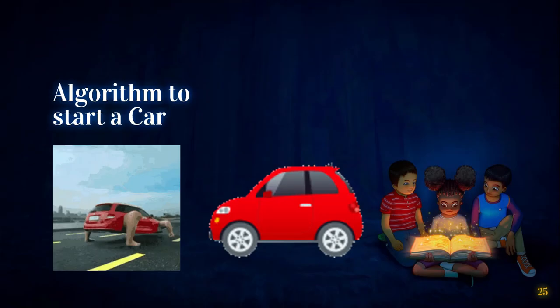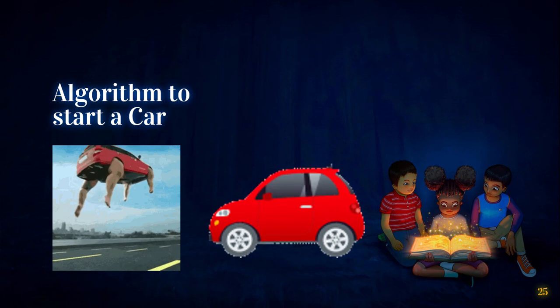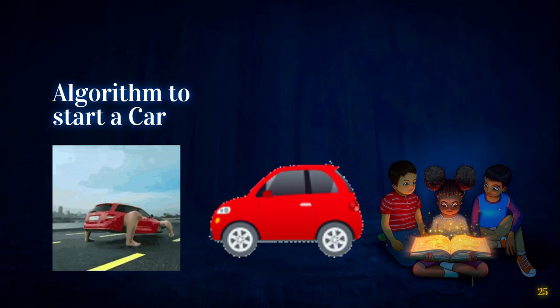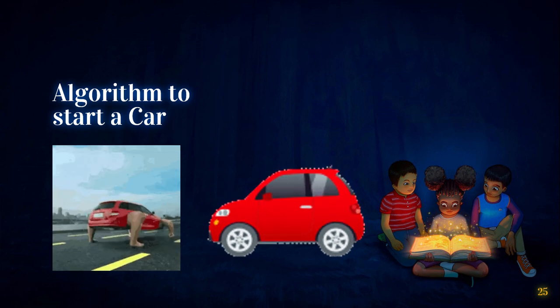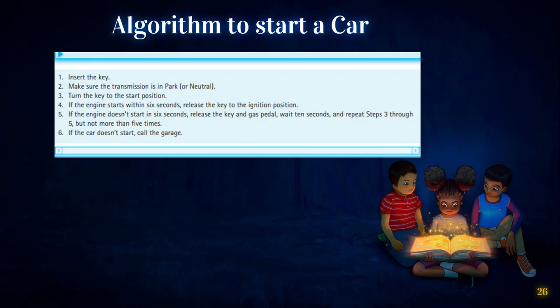And you can write an algorithm for starting a car. It makes more sense, right? Here you can see: insert the key, make sure that the transmission is in park, either park or neutral, and turn the key to the start position. And let's say if the engine starts within 6 seconds, release the key to the ignition position.